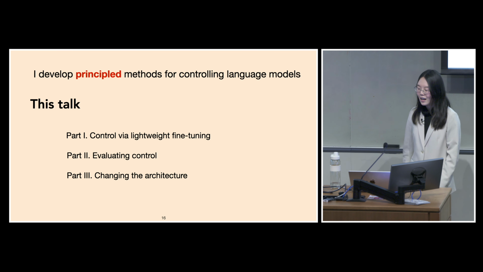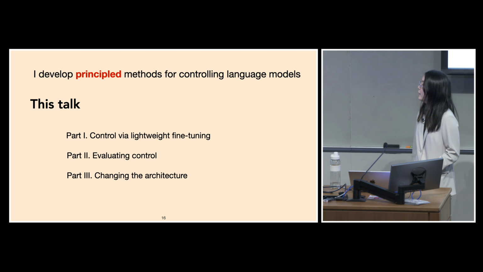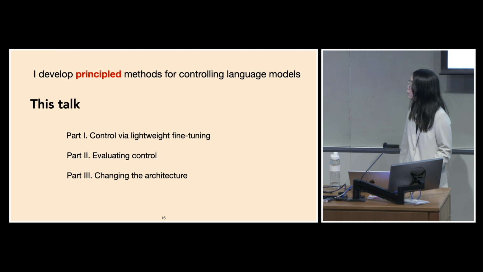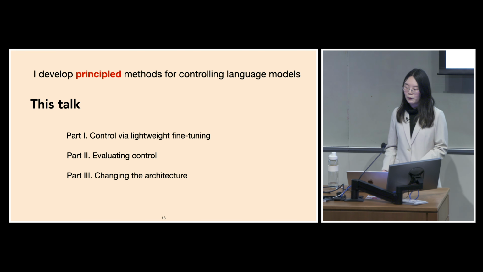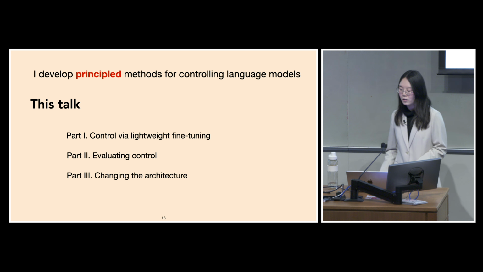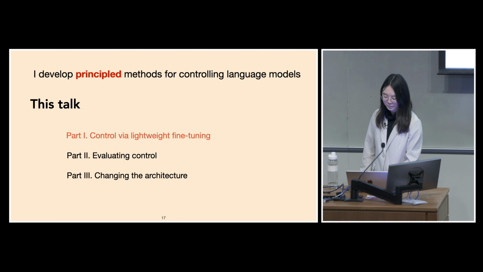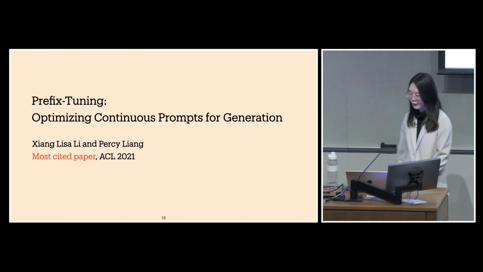For this talk, I will discuss these three pieces of work: how we apply control via lightweight fine-tuning, how we evaluate control with good coverage, and how we can rethink the existing architecture of language models to build a new model where control is inherently easy. So I'll start with the first part. This part covers work from a paper called Prefix-Tuning.